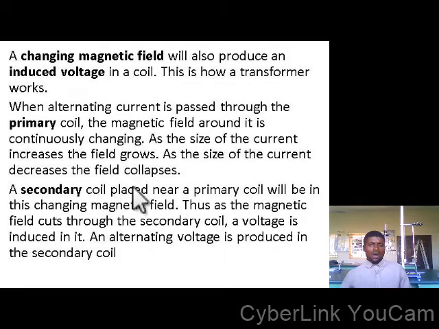A secondary coil placed near a primary coil will be in this changing magnetic field. Thus, as the magnetic field cuts through the secondary coil, a voltage is induced in it. An alternating voltage is produced in the secondary coil.